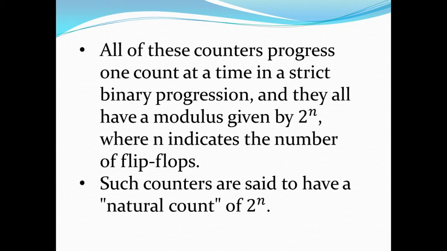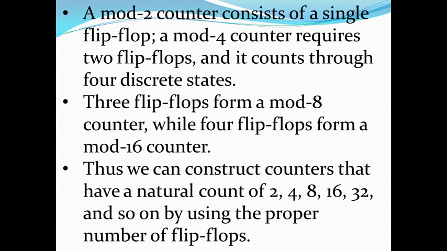We can consider: if there is one flip-flop, 2 raised to 1, it is a modulus-2 counter. If there are two flip-flops, 2 raised to 2, that is a modulus-4 counter. If there are 3 flip-flops, then 2 raised to 3, a modulus-8 counter. If there are 4 flip-flops, 2 raised to 4, that is a modulus-16 counter, and so on. Such counters are said to have a natural count of 2 raised to n. So they are all natural counters.